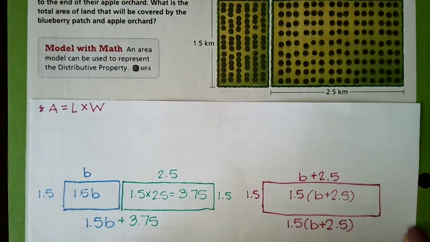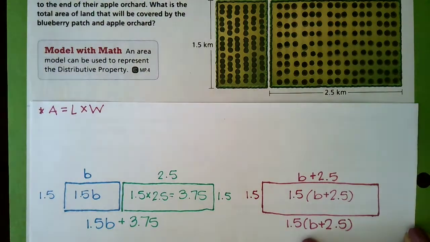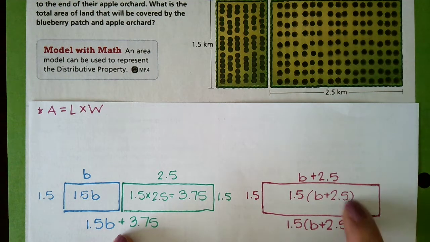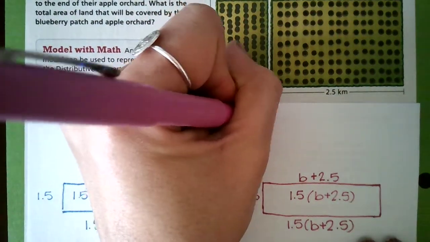And these areas should be the same. So let's make sure that they are. And what I can do here to see if these two expressions are equivalent to each other, remember I have to use one of my properties. And here I can use my distributive property because I'm multiplying a number by some terms in the inside of a parentheses. So let's start just with that expression.